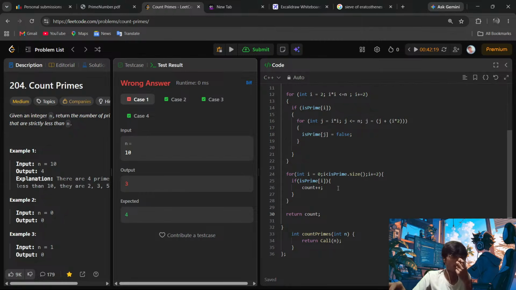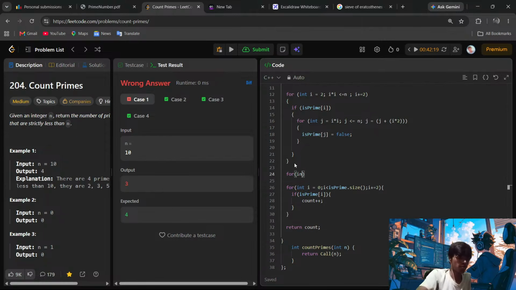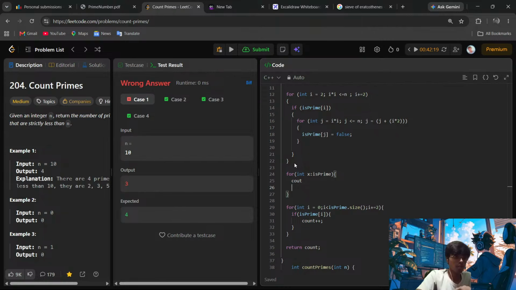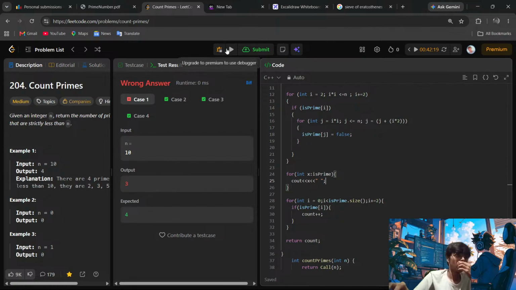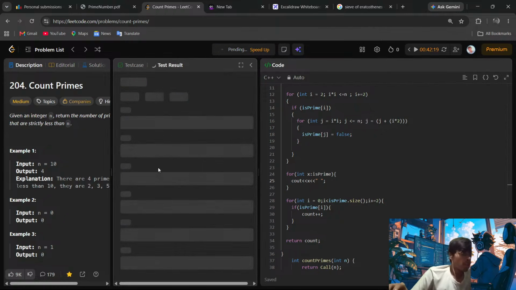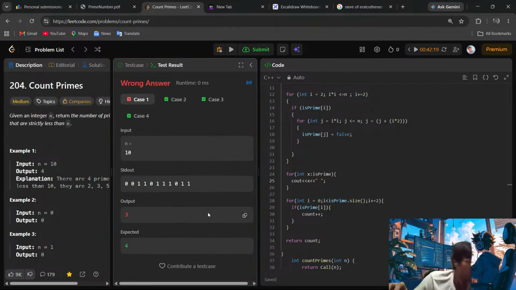Prime dot size. I will get a jump of 2. Wait a moment, guys. I will try to implement this. I will see out X. What will this give me? For 10, I got 0, 1, 1, and then this. How will this be prime?